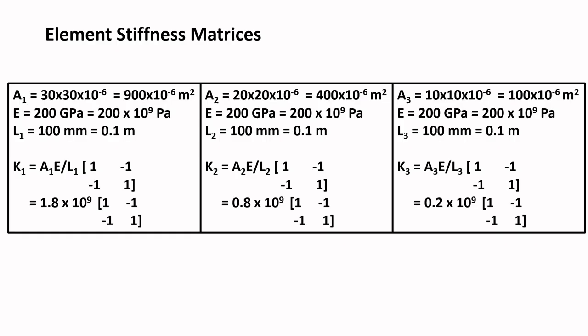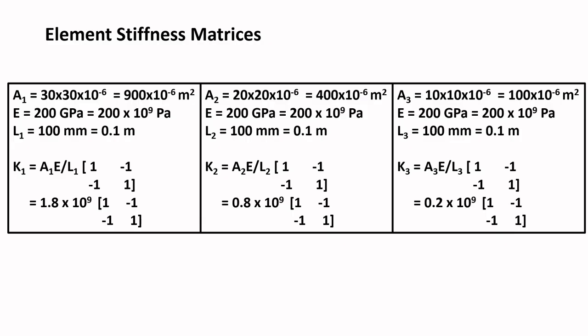So the area A1 is given by 30 by 30 mm square. We are converting the mm square into meter square, so that is 900 into 10 power minus 6 meter square. And similarly the area 2 is given by 20 by 20 mm square, so converting that into meter square, we have 400 into 10 power minus 6 meter square. And then followed by the A3, which is 10 by 10 mm, so 10 by 10 mm square will give us 100 into 10 power minus 6 meter square.